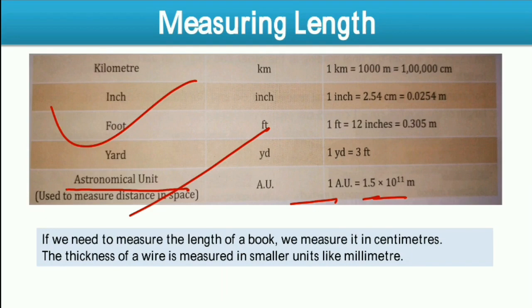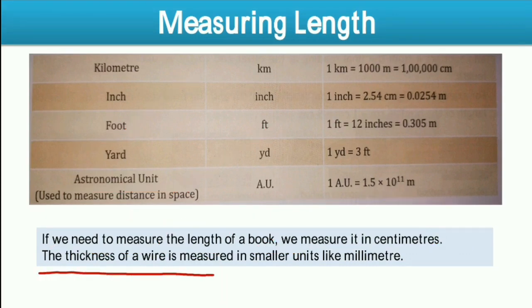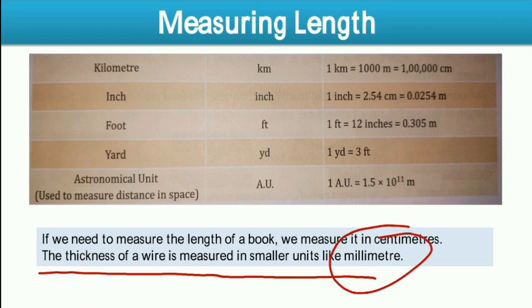If you have to measure the length of a book, we generally measure in centimeter because it is smaller than meter. The thickness of a wire is measured in a smaller unit, millimeter, because it is much less than a centimeter. So millimeter is the proper unit for measuring the thickness of a wire. According to the requirement, we use different units.